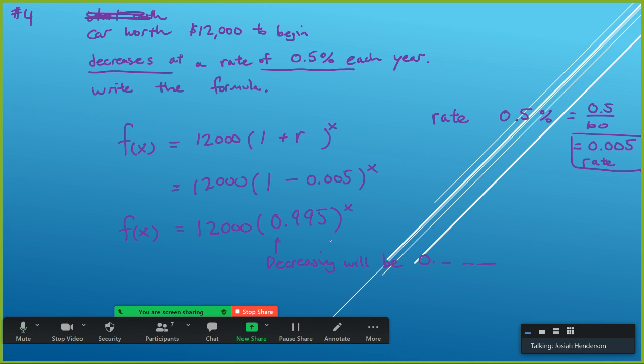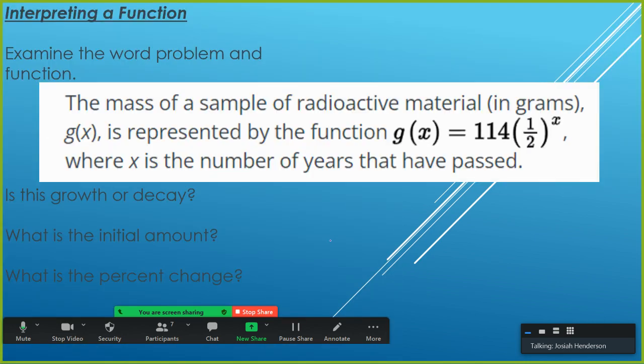Okay, now the last thing I wanted to look at with you is interpreting word problems. It's not anything really new, but let's look and see what types of things we'll see in Inventum. So interpreting a function, examine this word problem with me in the white box. The mass of a sample of radioactive materials in grams is represented by the function g of x is equal to 114 times 1/2 to the x power, where x is the number of years that have passed.